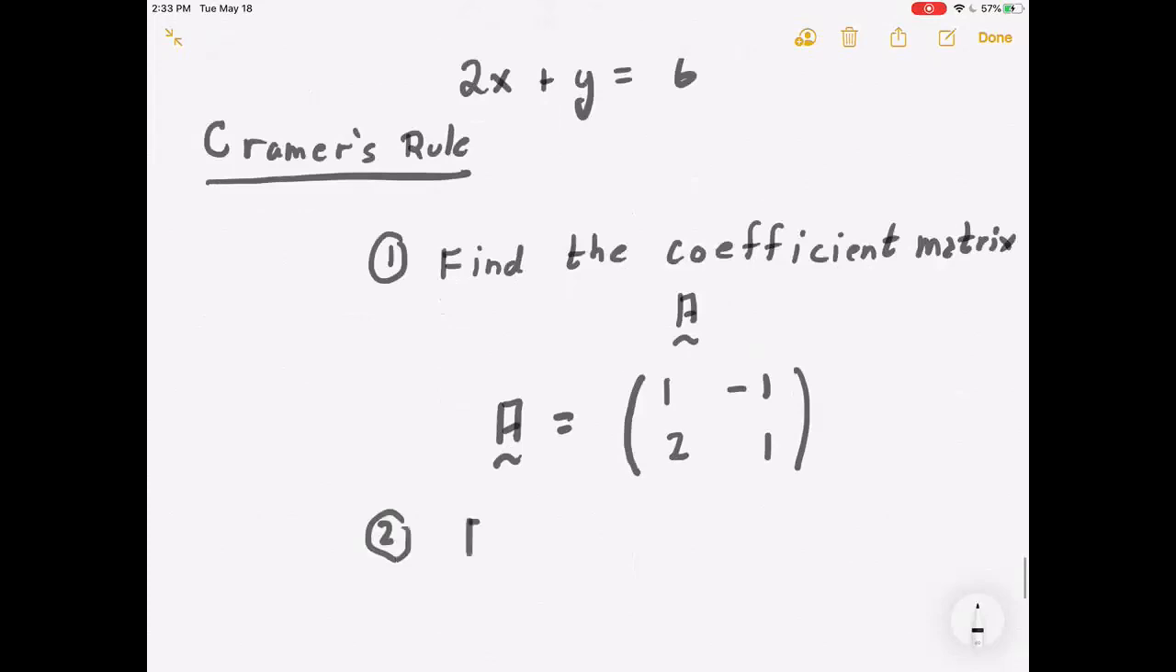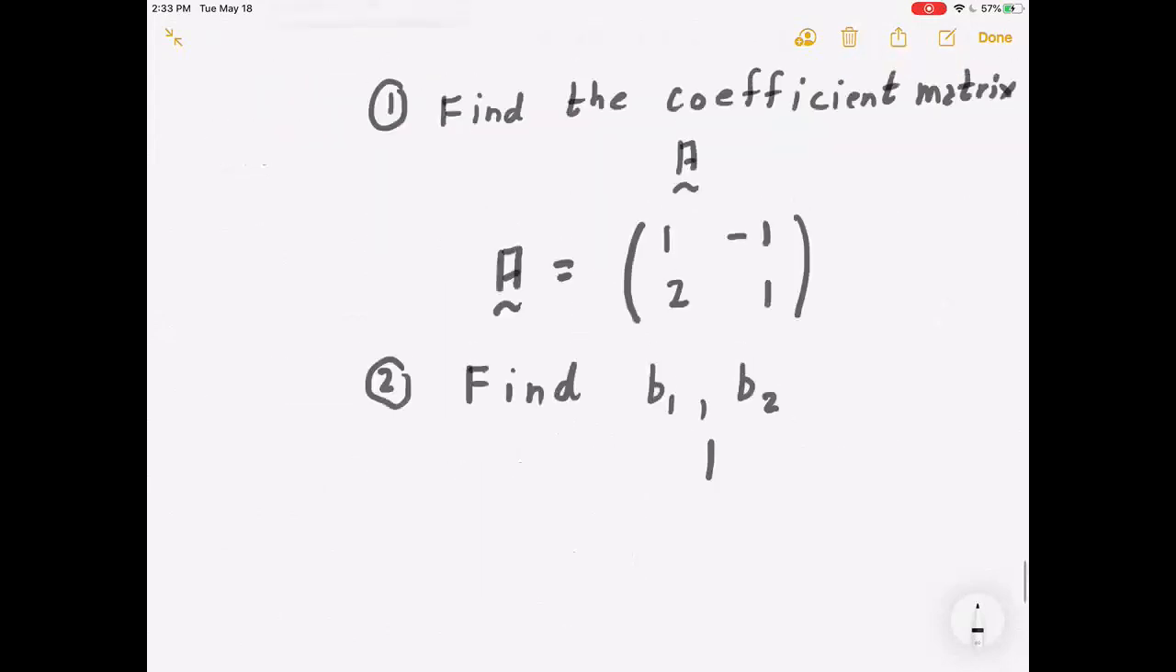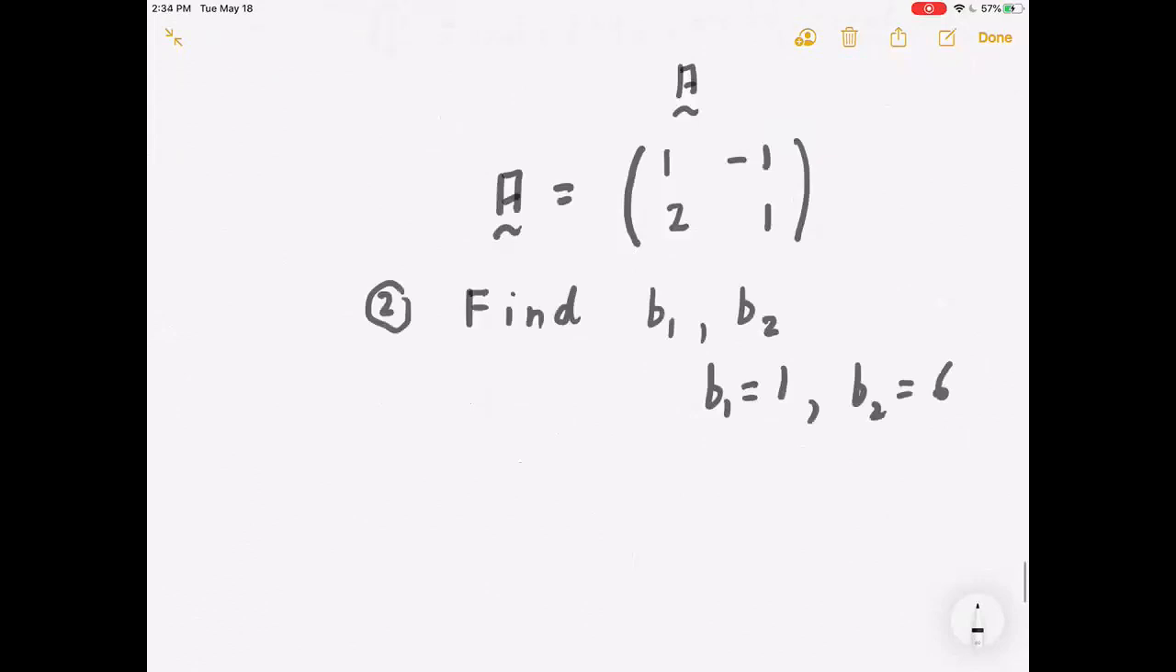So you can always determine the coefficient matrix by inspection. The next thing you have to do is identify B1 and B2. And that's easy. There they are. They're just 1 and 6. Just read them off. So far, not a lot of work. Third thing you have to do in using Cramer's rule is find the determinant of the coefficient matrix. So that's easy.